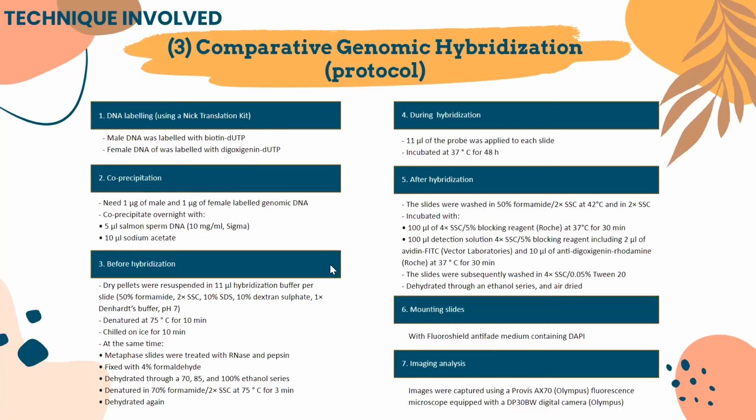For the co-precipitation, we need the male and female labeled genomic DNA to co-precipitate with salmon sperm and sodium acetate. Then we proceed with the preparation before hybridization. The dry pellets were suspended and denatured, then chilled on ice.